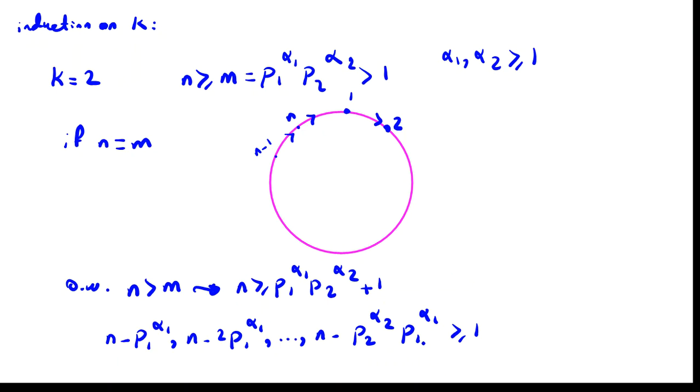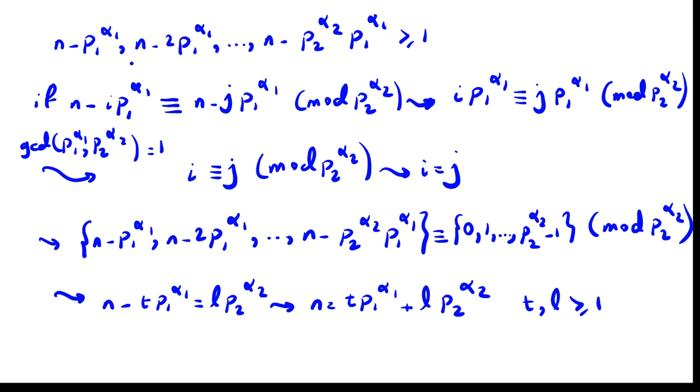We want to prove one of them is a multiple of p2^α2. How? We consider these numbers. We know there are p2^α2 numbers. We want to say all the remainders when divided by p2^α2 are different. Because the number of them is p2^α2, one of them is a multiple of p2^α2.